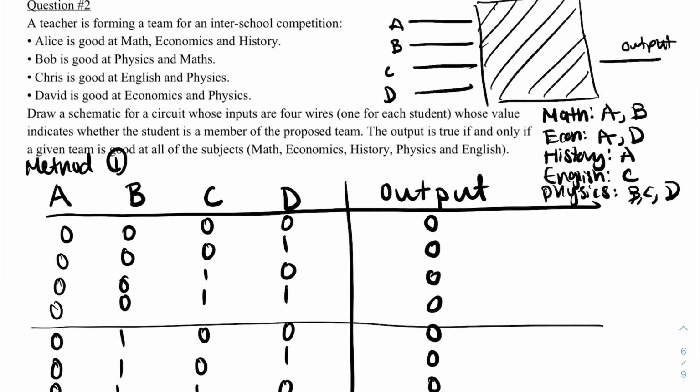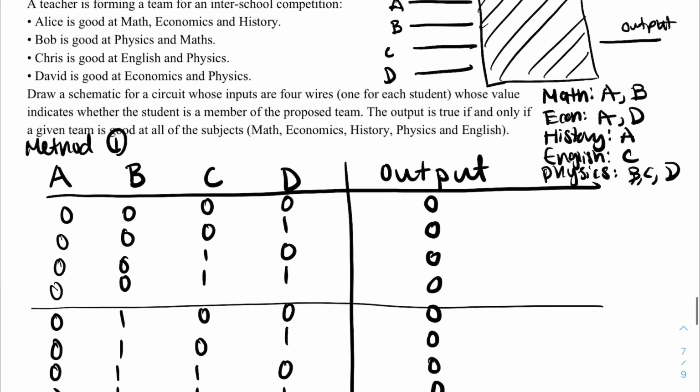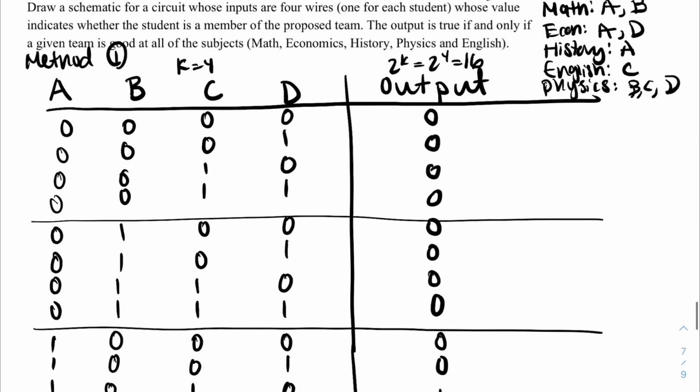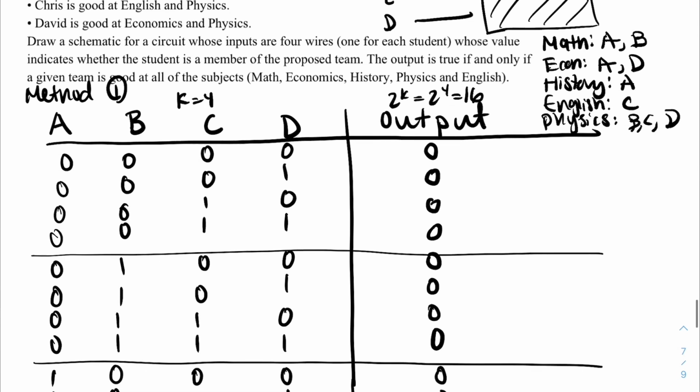Clearly I have difficulty writing these things out in a straight line, but I'm looking at the 3rd row here in which it's 0, 0, 1, 0, which is actually a case that we considered in the beginning. And why is the output 0 here? The output is true if and only if a given team is good at all subjects. And so this team that we're considering is just Chris, and he's not good at all the subjects. Therefore, the output's 0. Let's consider one more. We have a team that's just Alice and Chris, and I've said the output is 1. And the reason being because Alice and Chris together can cover all of the subjects.